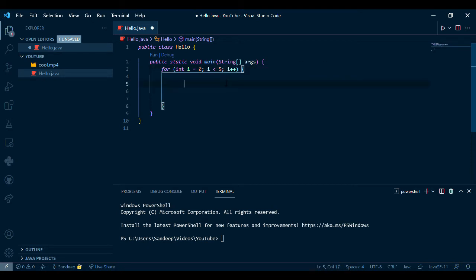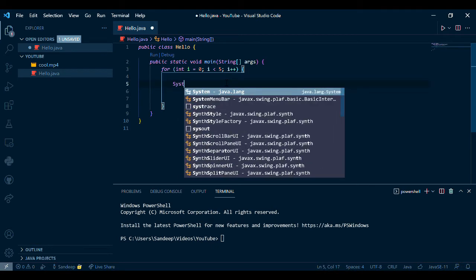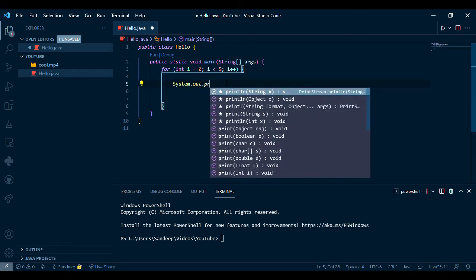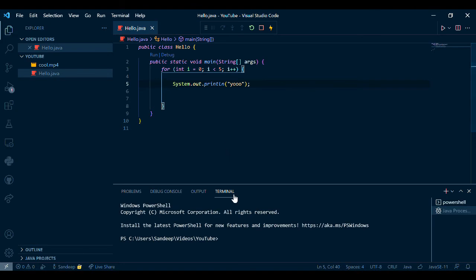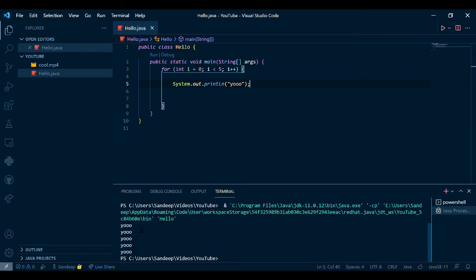So let me just write something. So if I print this out, as you can see, this gets printed out 5 times.